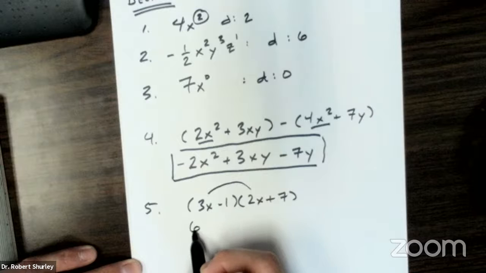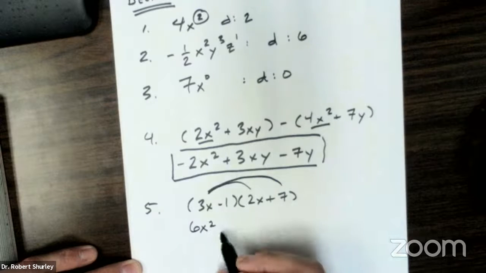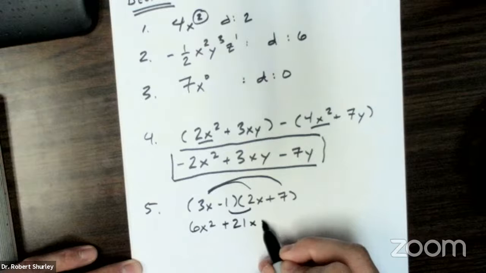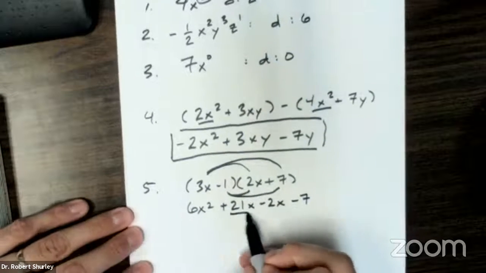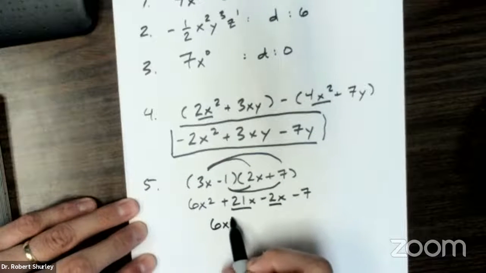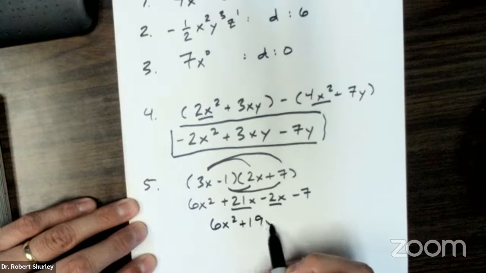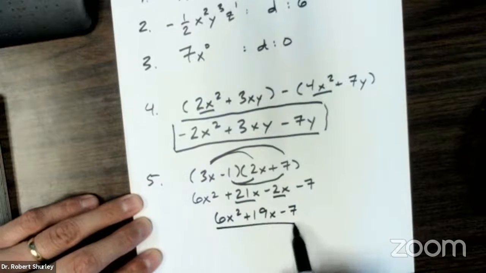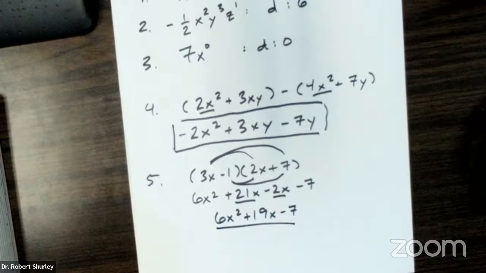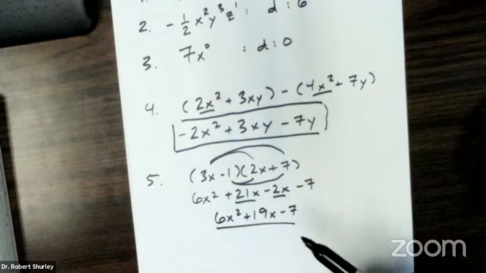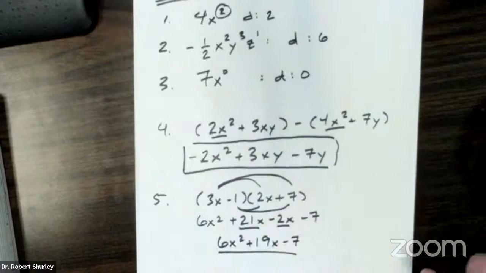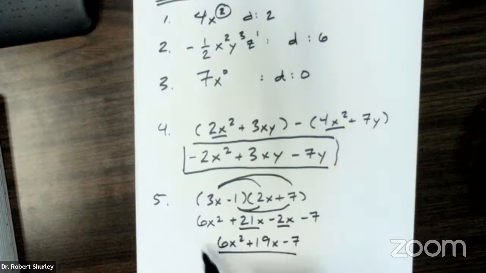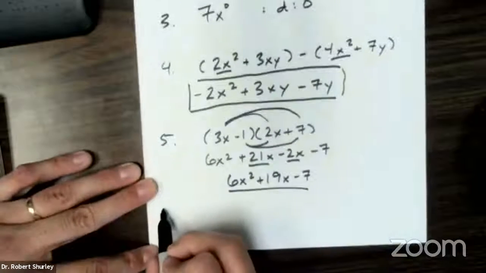So 3x times 2x, that's 6x squared plus 21x minus 2x minus 7. So we combine the middle two terms, and we get 6x squared plus 19x minus 7. Boom. Now, we use this to check our answer in the next few sections, which was nice. That's part of the reason it's in this section. It's really just a way to check your answer for the future sections in chapter 5. But that's multiplying. Now, I want to do one more multiplying question.